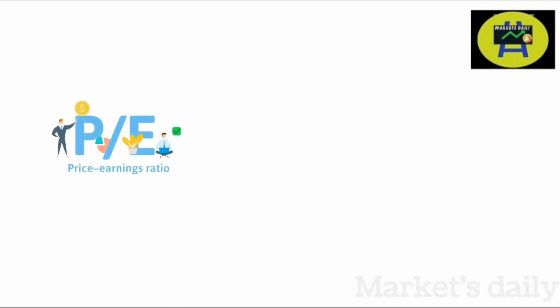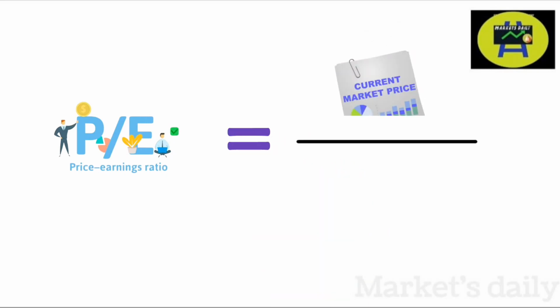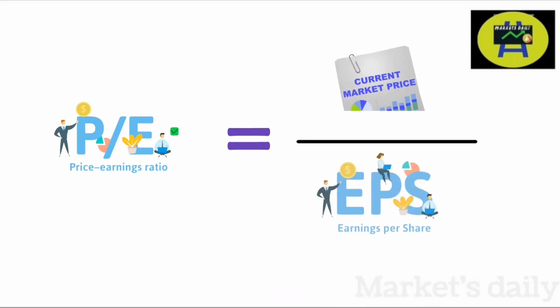Let us see about PE ratio in detail. PE or price to earnings ratio. The name of the ratio itself tells us that it is current market price of a share divided by earnings per share.